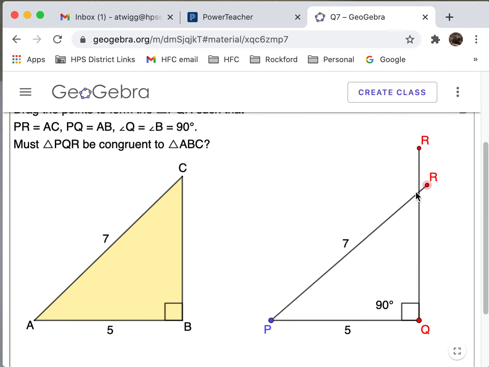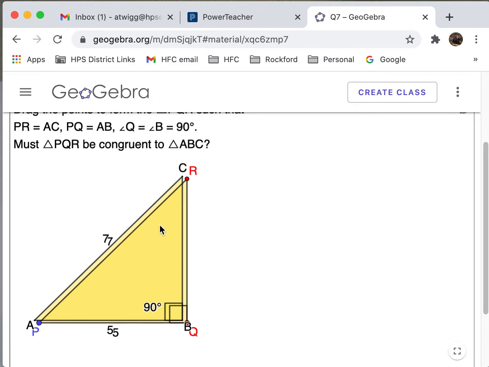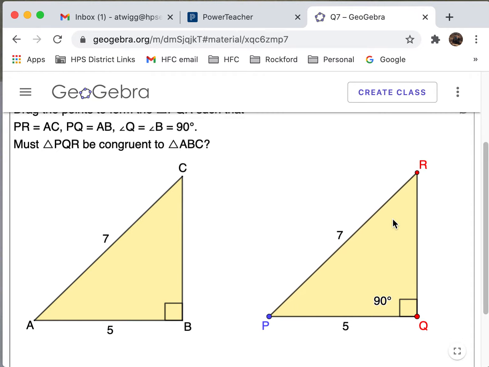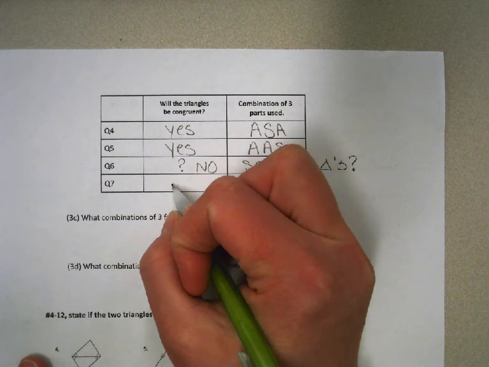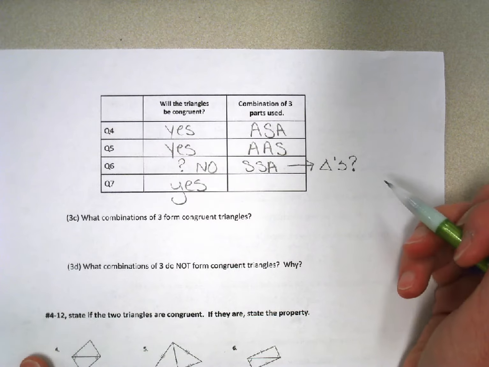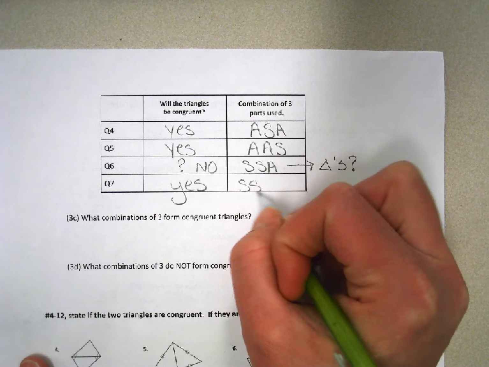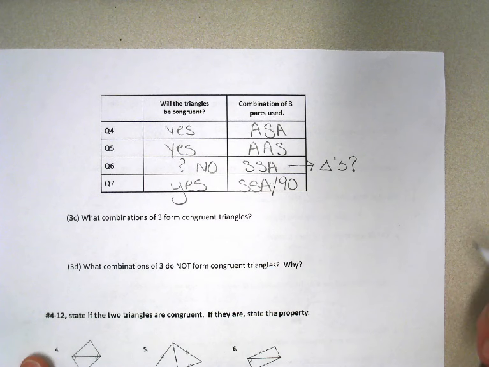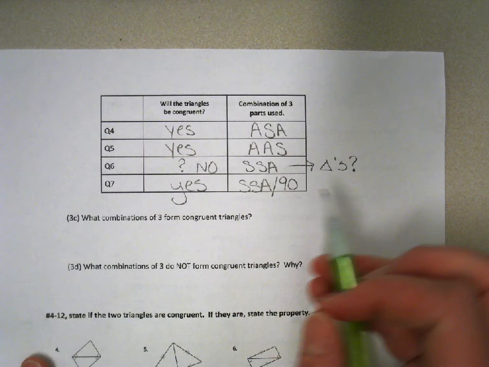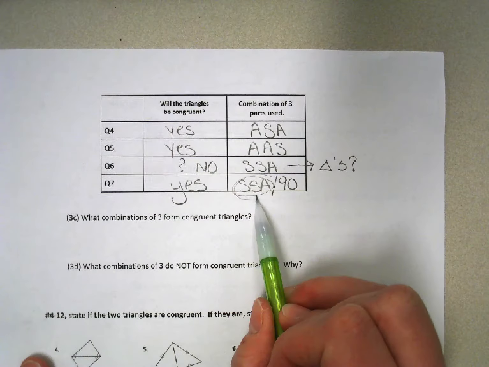Okay, I want this to be a 7, and notice, boom, now my two triangles match. But if I tried to do anything else, like if I try to angle this a different way, notice there's no way it's going to form a triangle. So what I wanted you to notice here is, yes, this one works, and it's technically the swear word, only it's a 90-degree angle. Because it's a 90-degree angle is the only time that this property actually works.